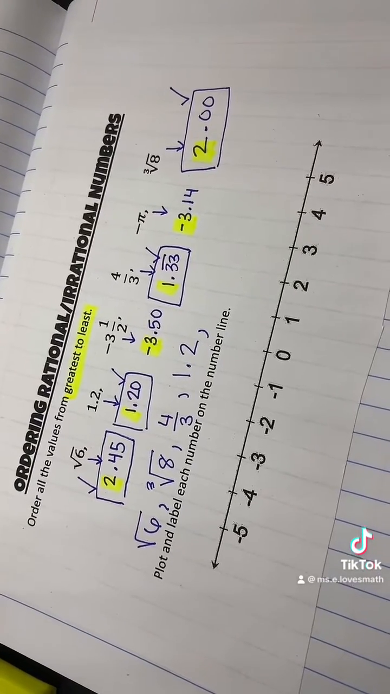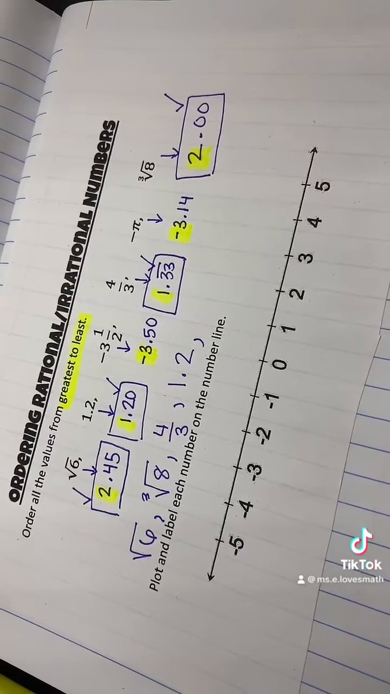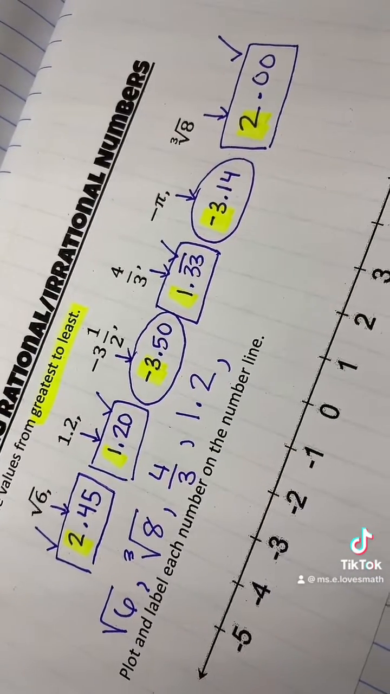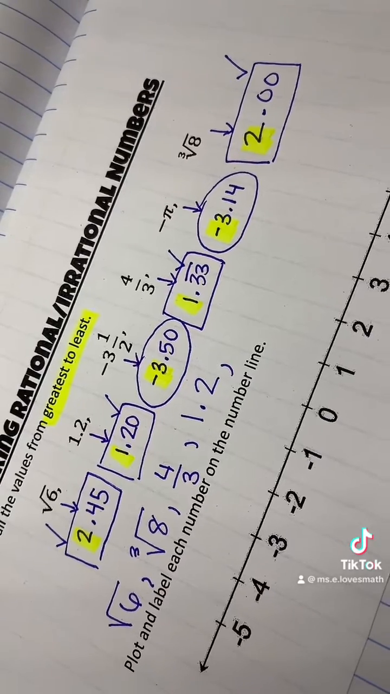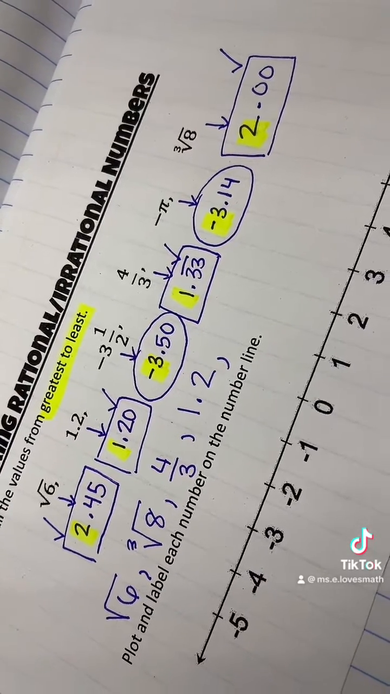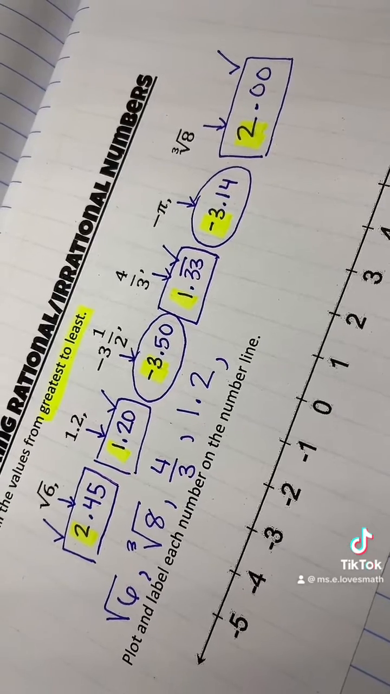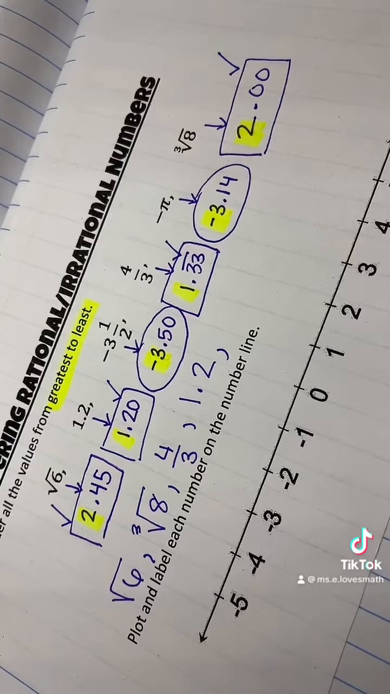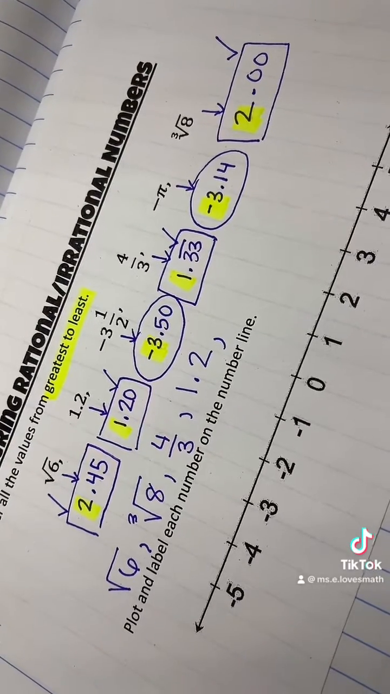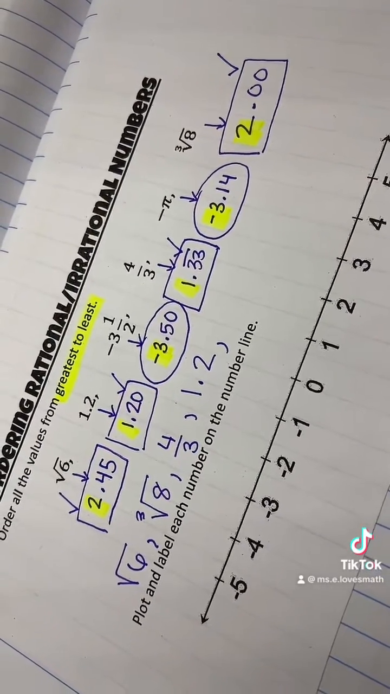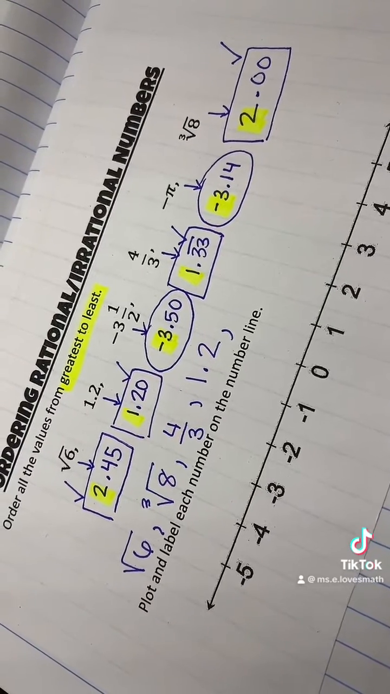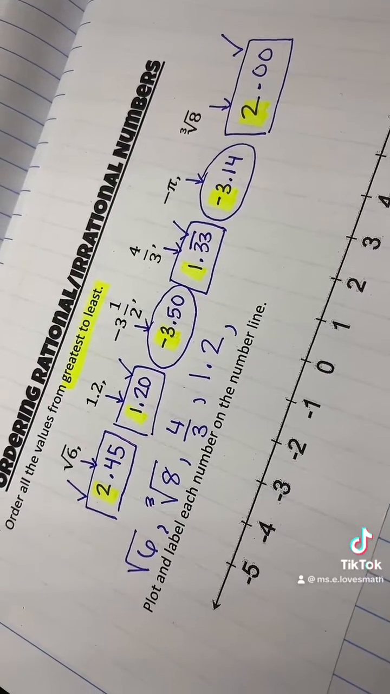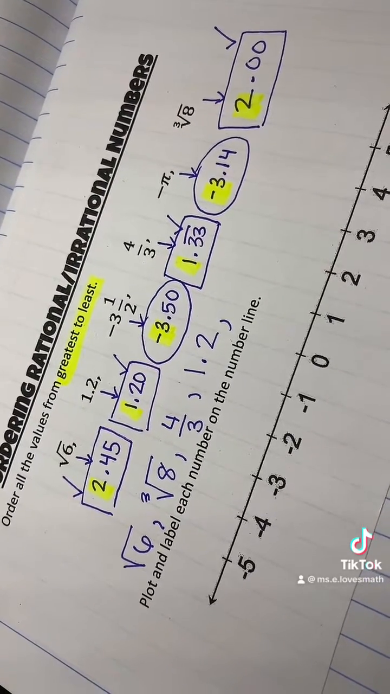Then we have 1.2. The only thing left is our negative numbers. They both begin with -3, and we need to look at the rest of the decimal. Remember, with negative numbers, they are opposite of positive numbers. So the larger or more negative a number is, the smaller it is. And the bigger negative will be closer to 0. So -3.14 is our larger of our negative numbers, as it is closer to 0 than -3.5.